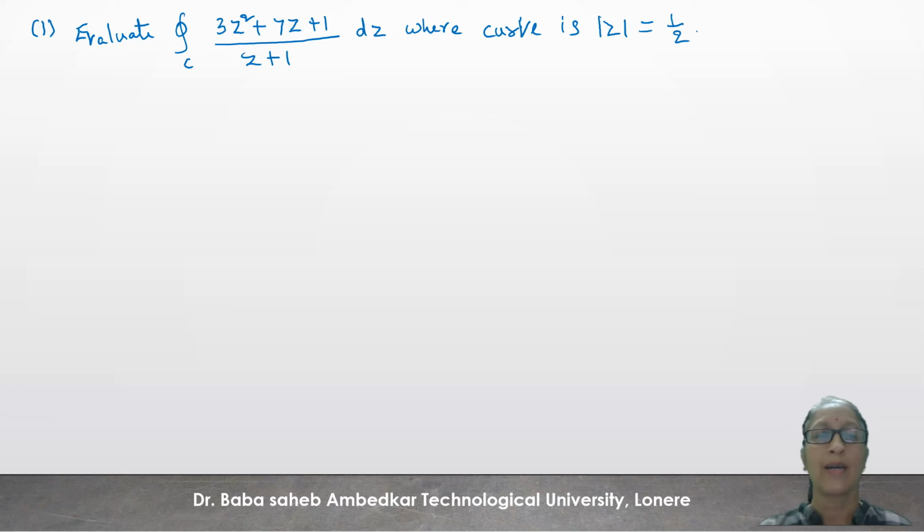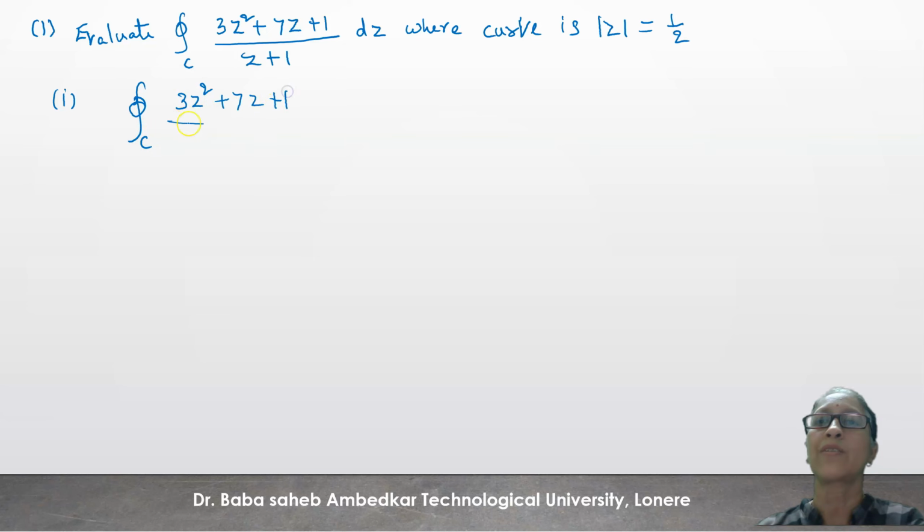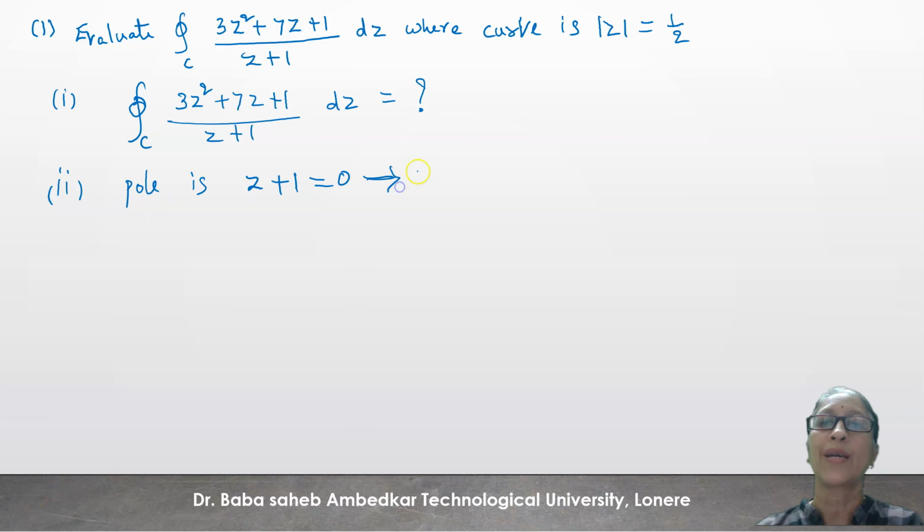This is the question. So according to our first step, we have to write the integral: contour integration over C of (3z square plus 7z plus 1) by (z plus 1) dz. To evaluate this integral, first find singularities. Here, the pole is found by equating the denominator to 0. So you get z equal to minus 1.